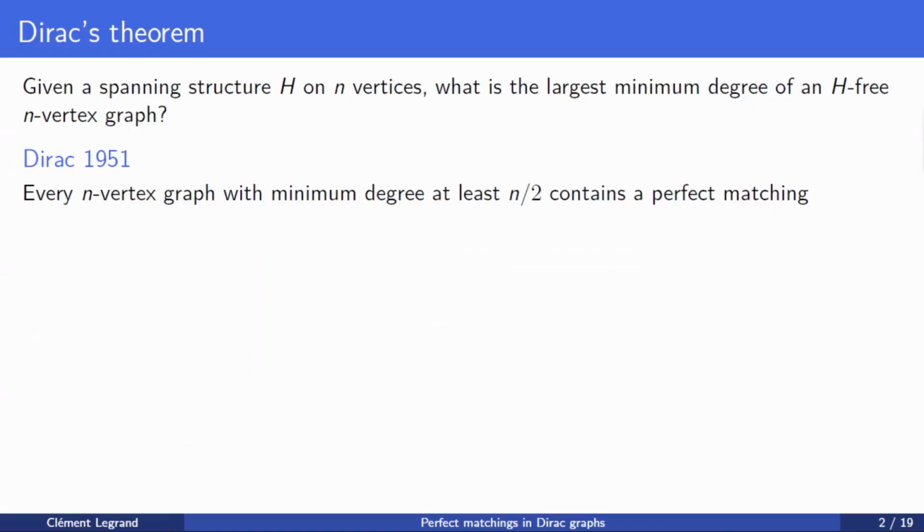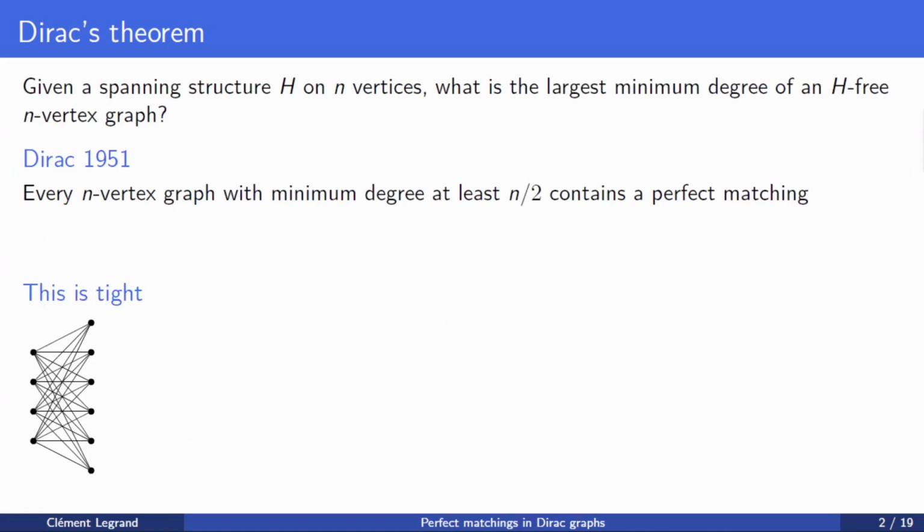The easiest example of such a statement is for perfect matchings and Hamiltonian cycles. The theorem of Dirac from 1951 says that if you take a graph with n vertices and minimum degree at least n over 2, then it contains a perfect matching and a Hamiltonian cycle for sure. So the minimum degree you can have without a perfect matching is less than n over 2. And how do we prove this thing? Well, first, this is tight.